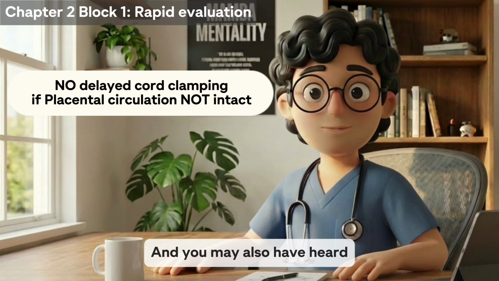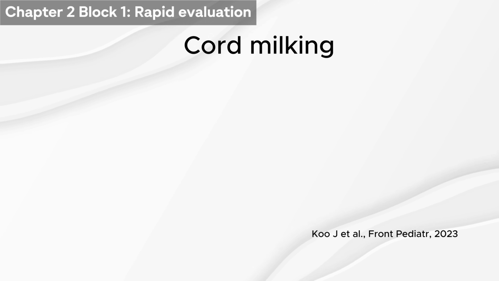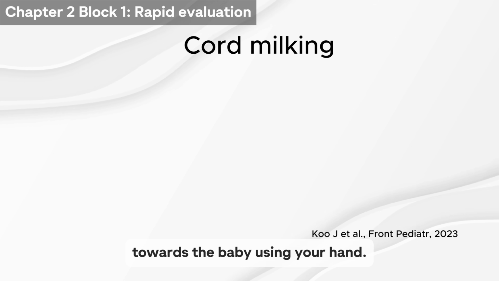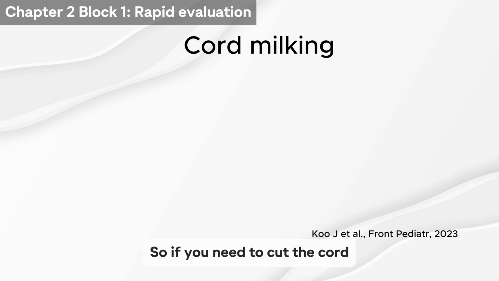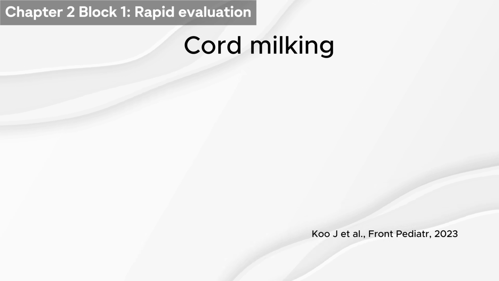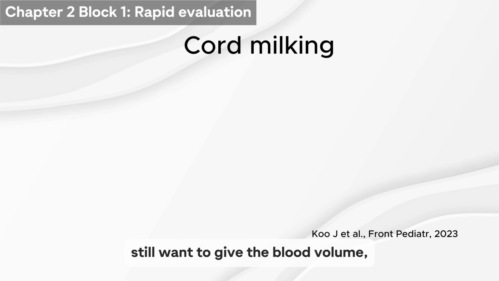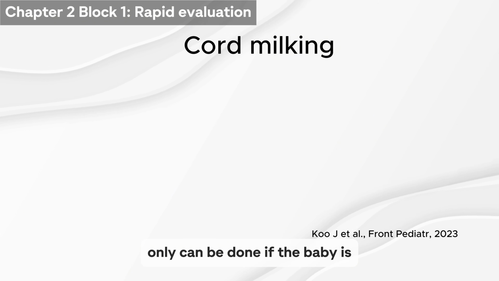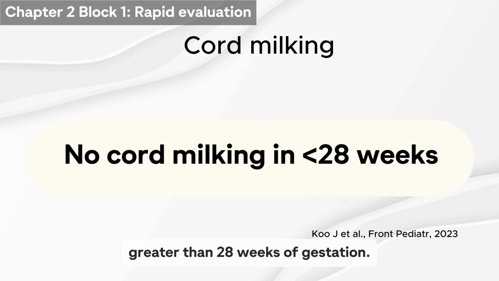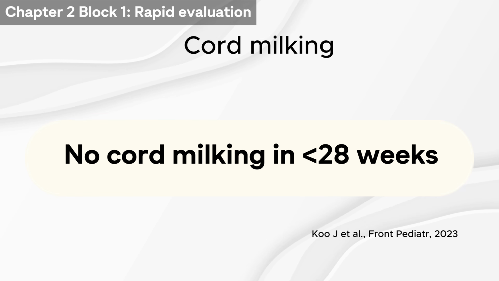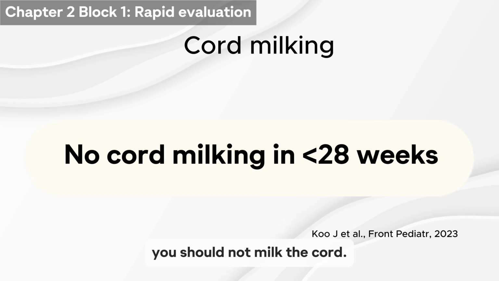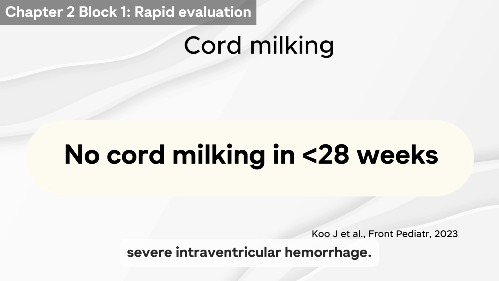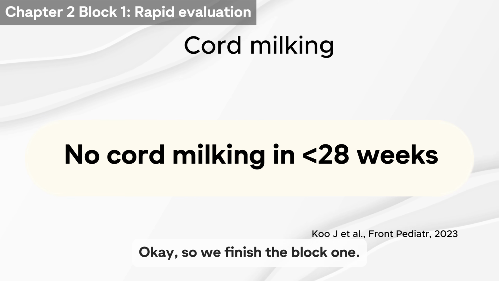And you may also have heard of a term called cord milking. It basically means you push the blood from the placenta towards the baby using your hand. So if you need to cut the cord quickly, for example, if the baby's shape is really not good, but you still want to give the blood volume, you may consider to milk the cord. But I need to remind you that this can only be done if the baby is greater than 28 weeks of gestation. Okay? If the baby is less than 28 weeks, you should not milk the cord. It will increase the risk of severe intraventricular hemorrhage. Okay. So we finished block 1.